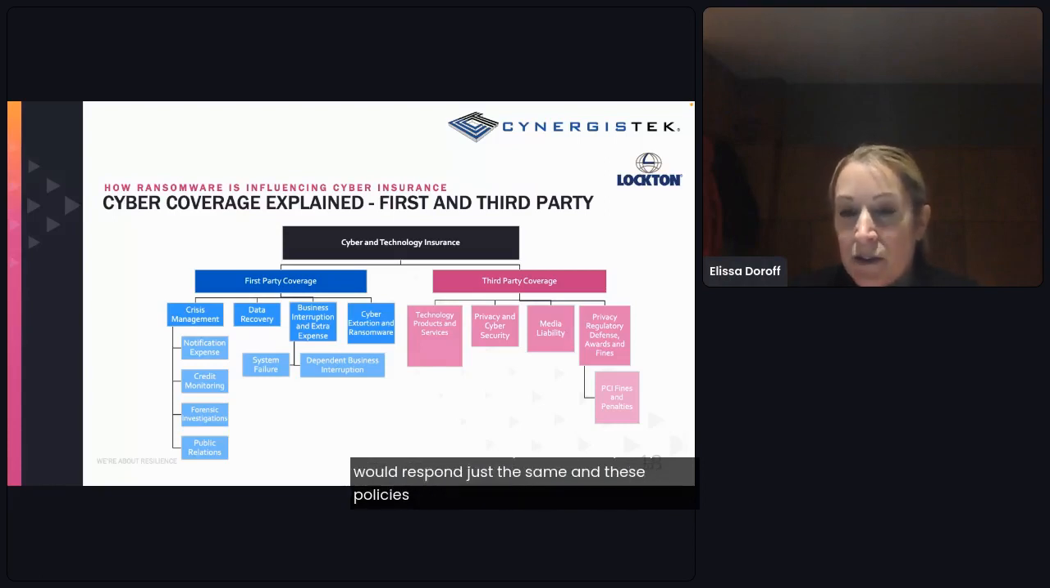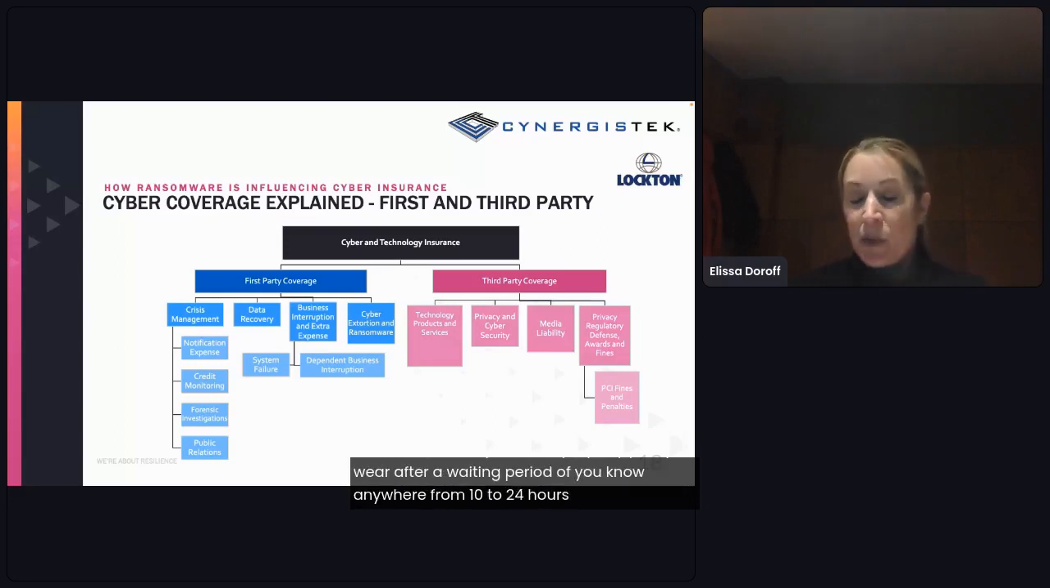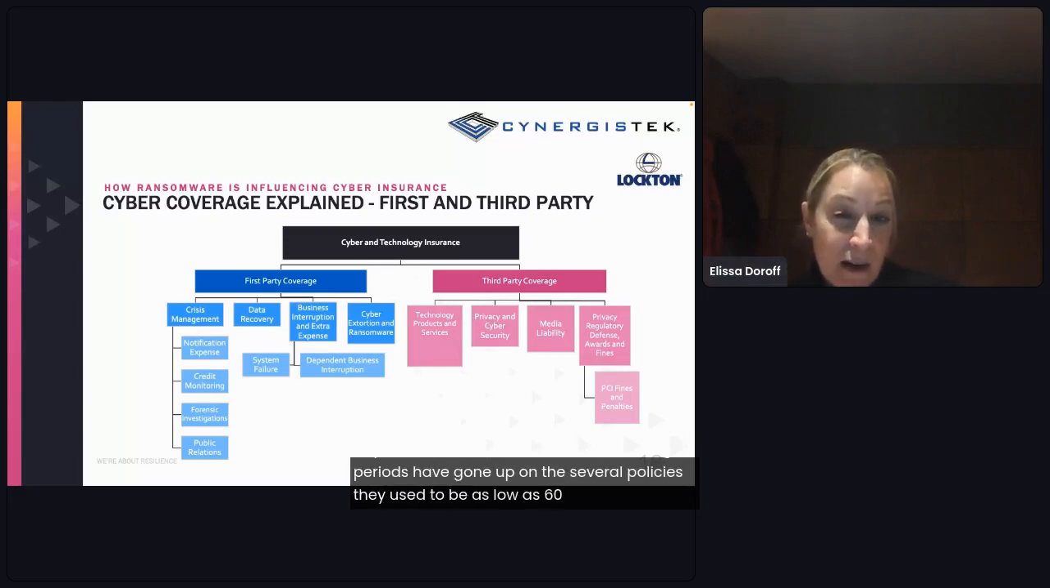And these policies function from a business interruption and dependent business interruption standpoint similar to how they do on a property policy, where after a waiting period of anywhere from 10 to 24 hours, coverage kicks in. These waiting periods have gone up on the cyber policies. They used to be as low as 6 to 8 hours, because of the increase in ransomware.